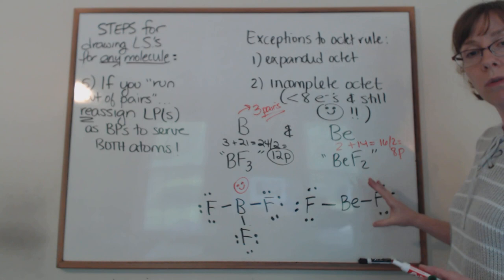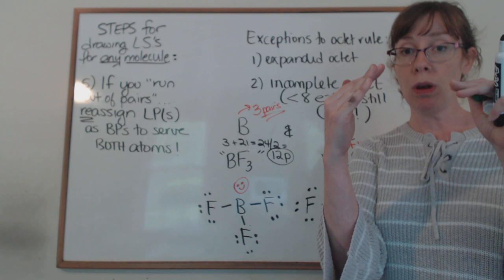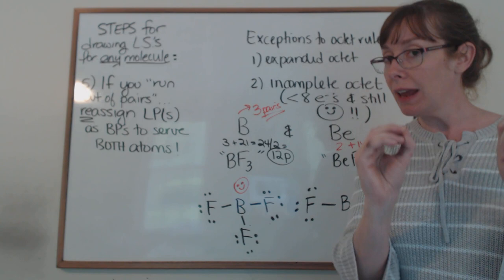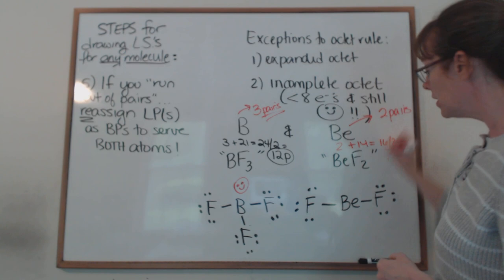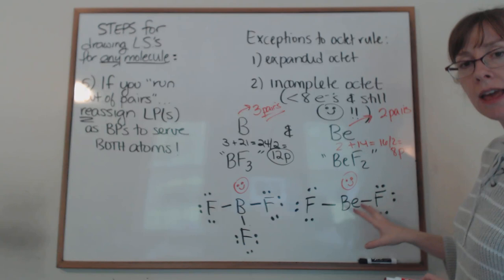So once again, remember when it was CO2, we said it's not satisfied. We had to make double bonds, and that was true. But you have to remember in your mind, beryllium and boron are special. They're happy with an incomplete octet. Beryllium himself, he is happiest with two pairs. So this Lewis structure is done as is because you used all eight pairs and every atom actually is satisfied. So that's what it means to be an incomplete octet.